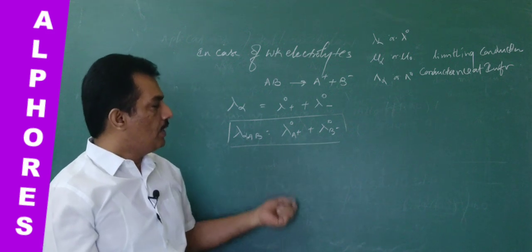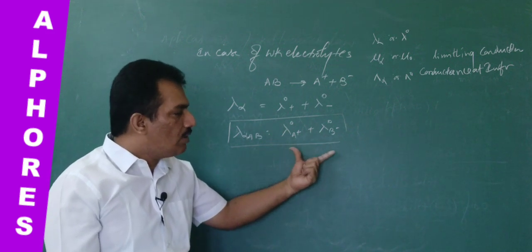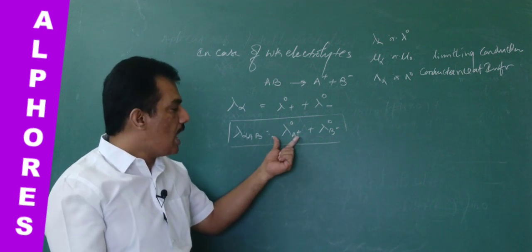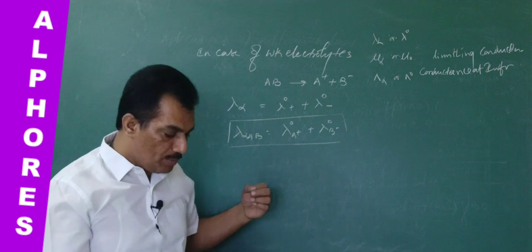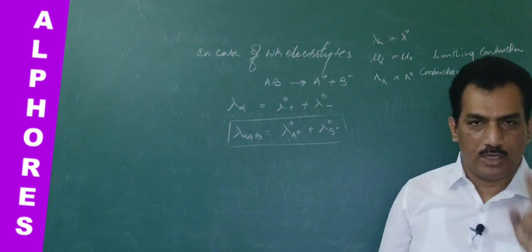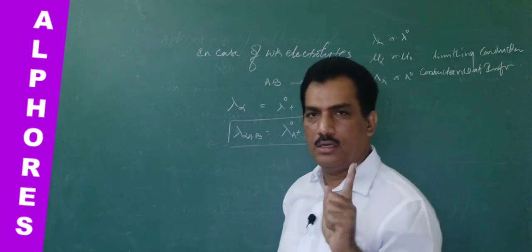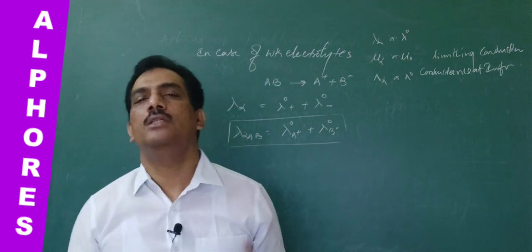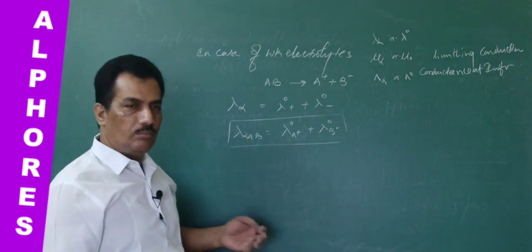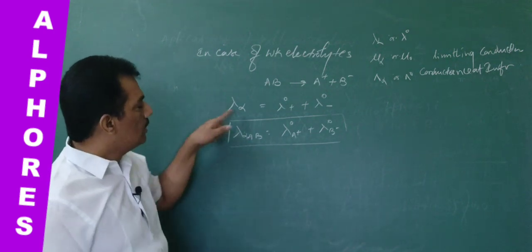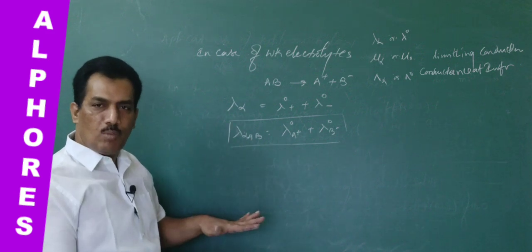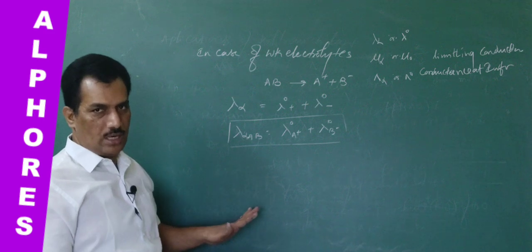Clear? And now, when we consider the sum of the conductances of the ions, what are the factors that influence the ionic conductance? You remember that ionic conductance is influenced only by two factors. One is dilution and the other one is temperature. But here the dilution factor is not in operation because we are considering infinite dilution. Infinite dilution means this ion is now free from all attractions.